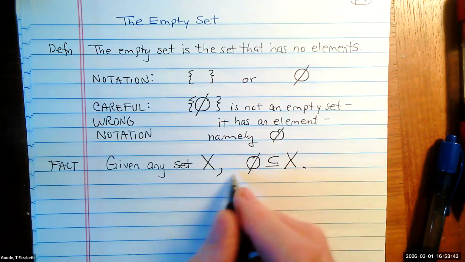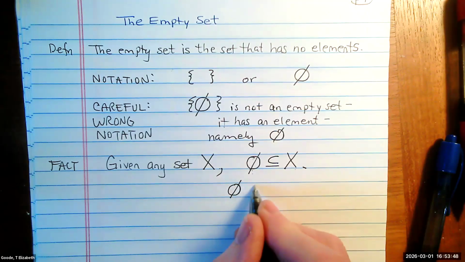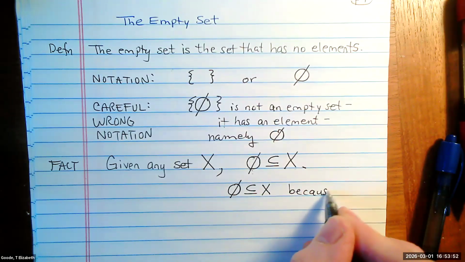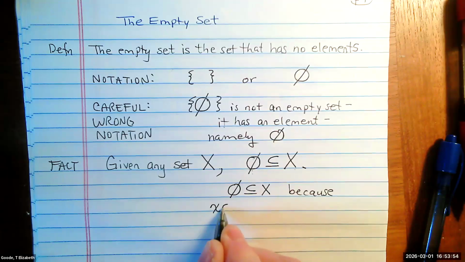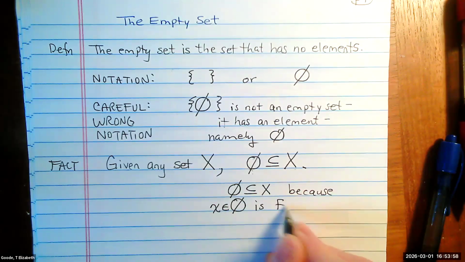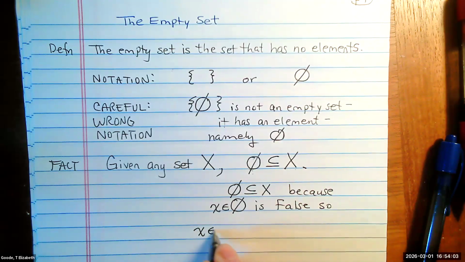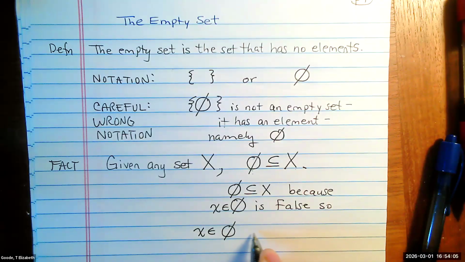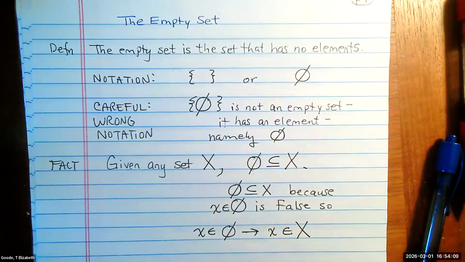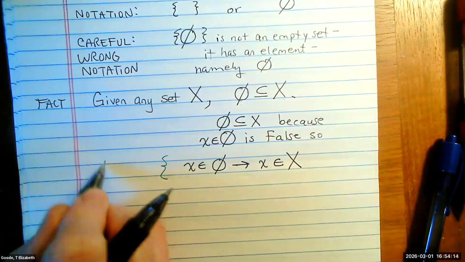The actual definition goes like this. The empty set is a subset of X because a little x being an element of the empty set is false. So x being an element of the empty set implies x is an element of X, and that's actually what we're checking. This is what we check.